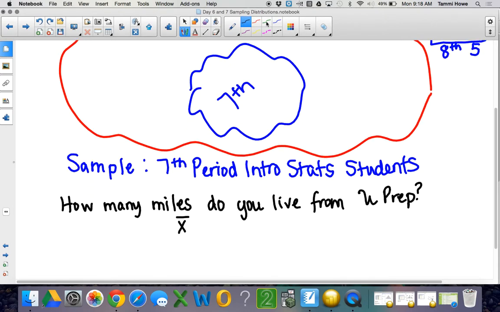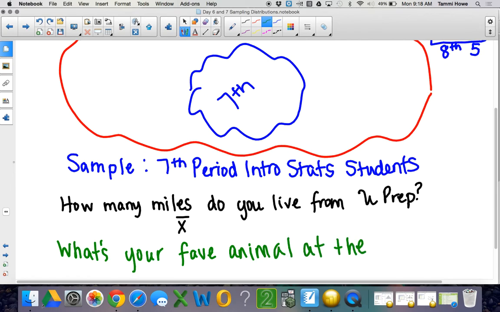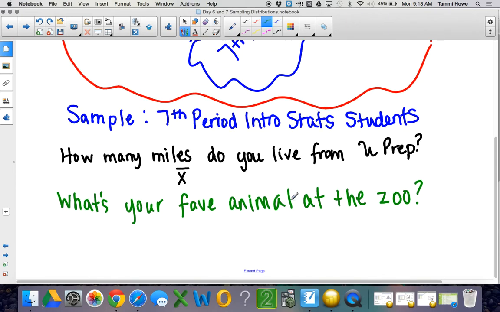If I wanted to do categorical data, I could say something like, what's your favorite animal at the zoo? And maybe I find out that people like the penguins, and people like the monkeys, and the bears, and the flamingos, but maybe I figure out that 15% of seventh period likes the penguins. That's a p hat because it's about the sample. I don't actually know the percentage that like the penguins for all students. I only know the sample.